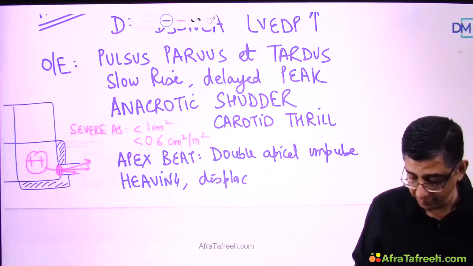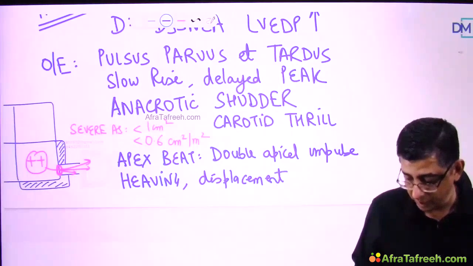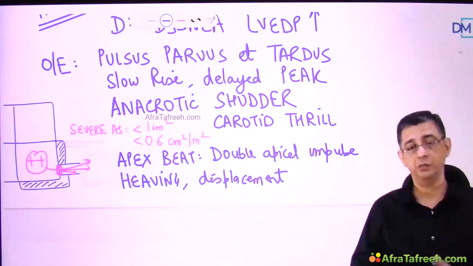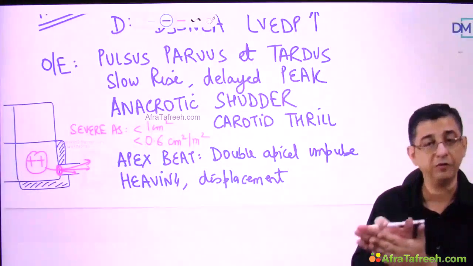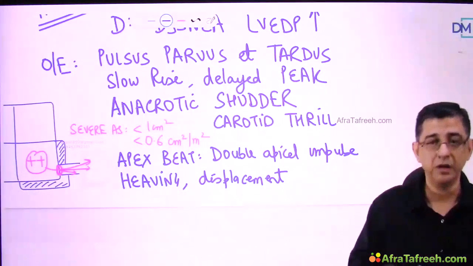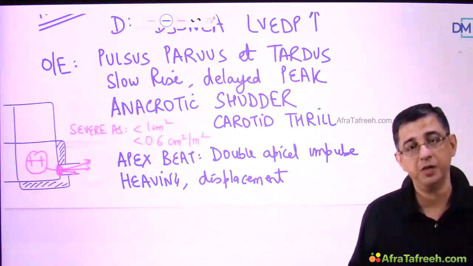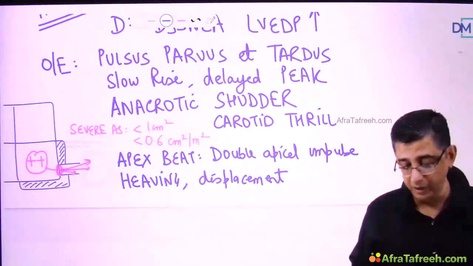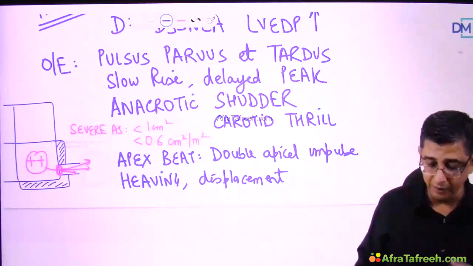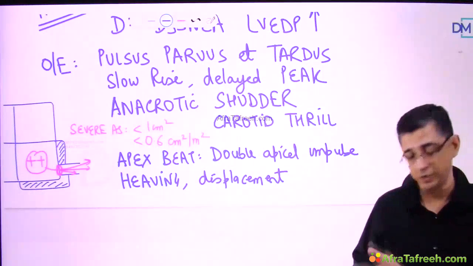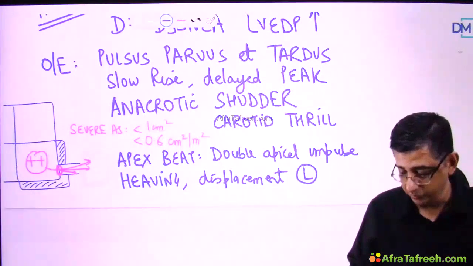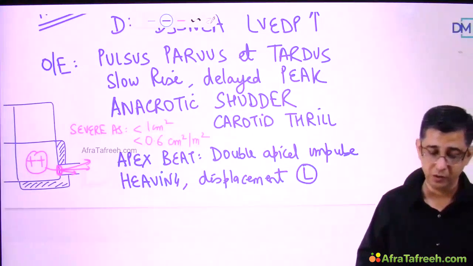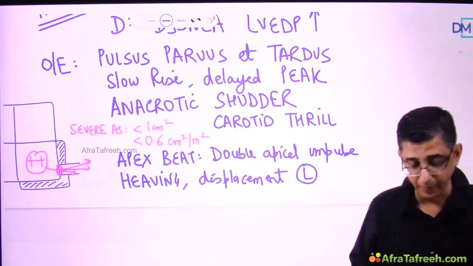Please remember, in mitral regurgitation, I've said the word hyperdynamic impulse. That means the impulse is forceful, hits your finger, but doesn't lift your finger. But here, when you are feeling the apex beat, when you're doing a localization of the apex beat, the impulse will hit your finger with force and will also lift up your finger. So we call it a heaving apex beat with the displacement obviously to the left side. And this would be felt in both fifth as well as sixth intercostal space, so double apical impulse.